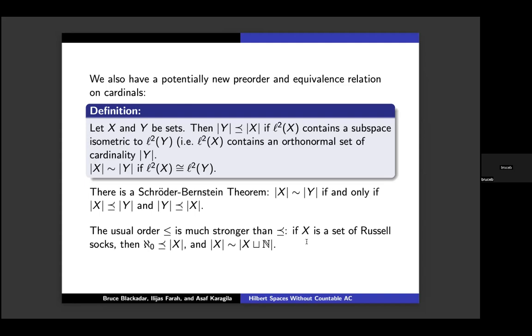For example, if X is a set of Russell socks, then Aleph naught is curly less than or equal to the cardinal of X, even though this is a DF cardinal. And this DF cardinal of X is equivalent to this non-DF cardinal here. So we've only scratched the surface of the properties of these pre-orders and equivalence relations, but these are things that may turn out to be interesting in set theory. And so we have some applications of Hilbert spaces to set theory here, possibly.